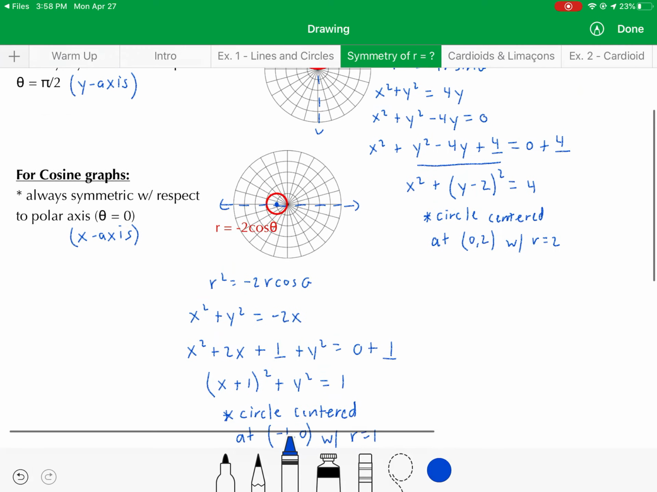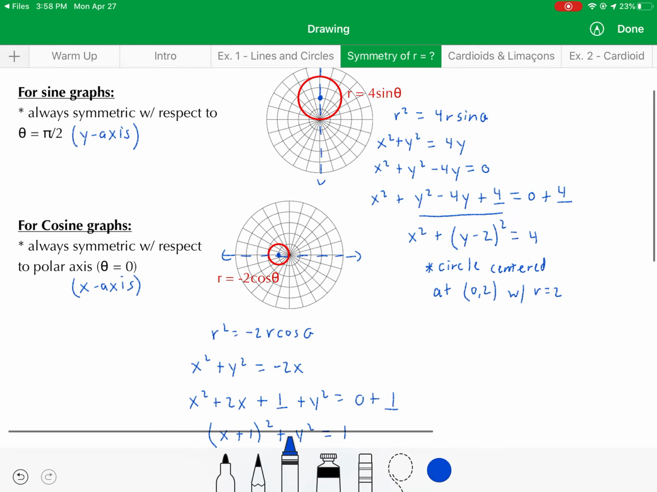Okay, so now you can see that anytime I'm working with r equals a constant multiplied by either sine of theta or cosine of theta, that ends up being a circle just with the center shifted either left, right, up, or down. Okay? All right, that's it.